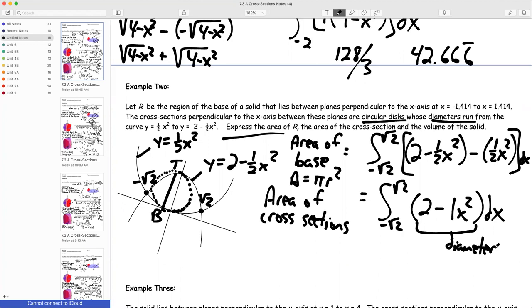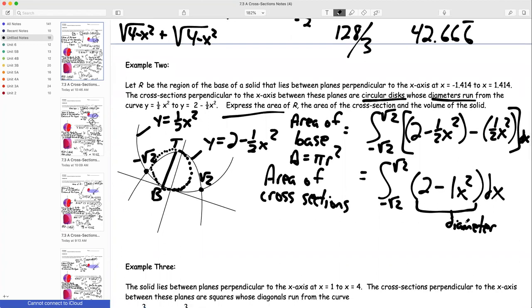Okay, so now I need to write a formula for the area of the cross section. All right, so I'm going to have the integral from negative square root of 2 to positive square root of 2. And I need, sorry, let me back up. Let me just do the area. I was doing the volume. Okay, I need pi. And since this is the diameter, I get the radius by dividing by 2. Because the radius is 1/2 the diameter, correct? So I have pi times 1/2 of 2 minus 1 x squared, squared. For this right here is my radius.